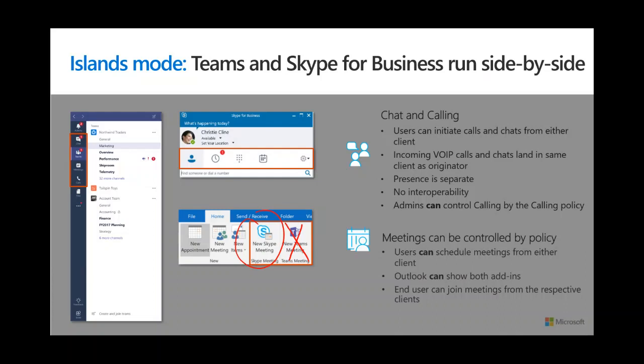And similarly, if you're a federated organization, you have external contacts, regardless what mode they are on, if you're in islands mode and an external person chats with you, you're going to receive it in Skype, because Skype in islands mode is the default inbound calling and the default inbound chat client. And we do it that way so we can turn on islands mode within your organization and it doesn't break how Skype for Business works today. It doesn't impact your users' Skype experience or how they do things.